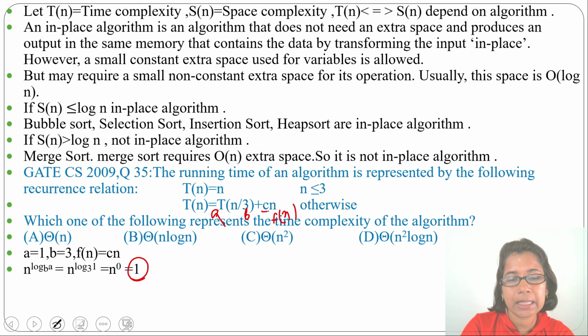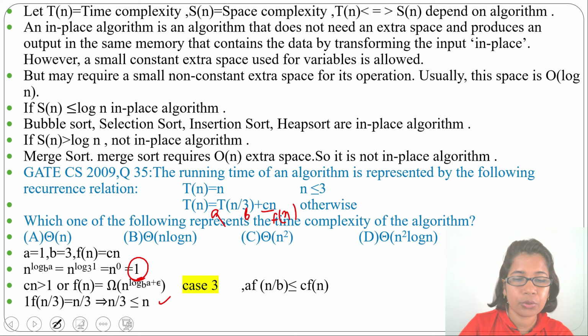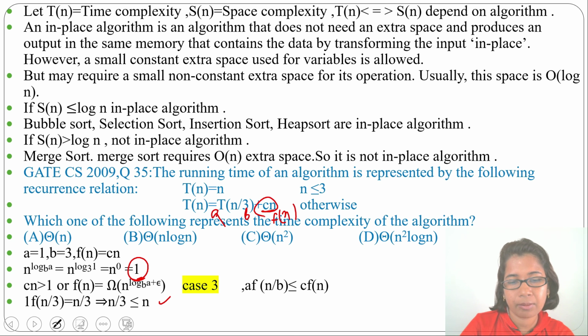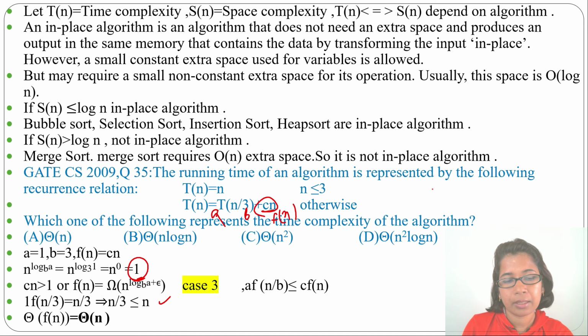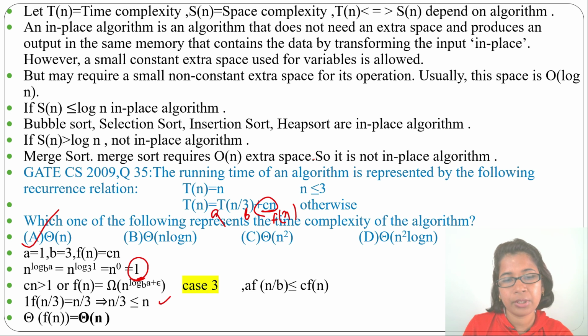Next we need to compare Cn with 1. Obviously Cn is greater than 1. When the function value is greater than 1, it is case 3. Next we need to check a times f of n divided by b is less than or equal to c times f of n. So a value is 1, f of n divided by 3 is less than or equal to n. So it satisfies case 3. Now running time will be f of n. F of n is C of n, where C is some constant. So it will be theta of n. It's present in option A, so the answer will be option A.